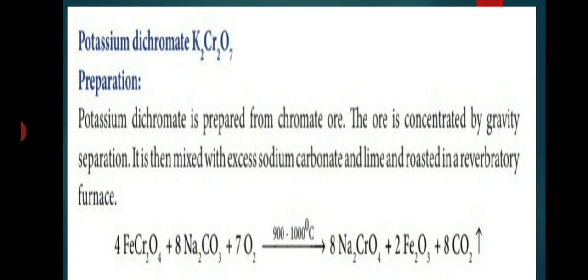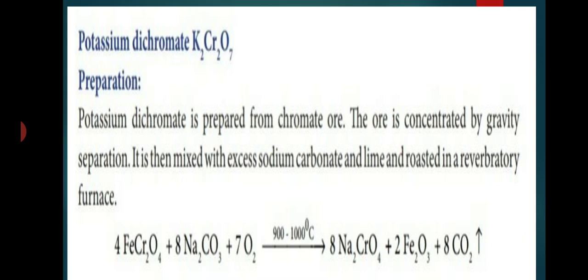The first compound we are going to study is potassium dichromate, that is K2Cr2O7. The formula for this is K2Cr2O7. It is used in our laboratory for the detection of chloride ions in qualitative analysis, that is salt analysis. So for the detection of chloride ions, we use potassium dichromate. It is a red orange colored powder. Preparation: it is prepared from chromite ore.